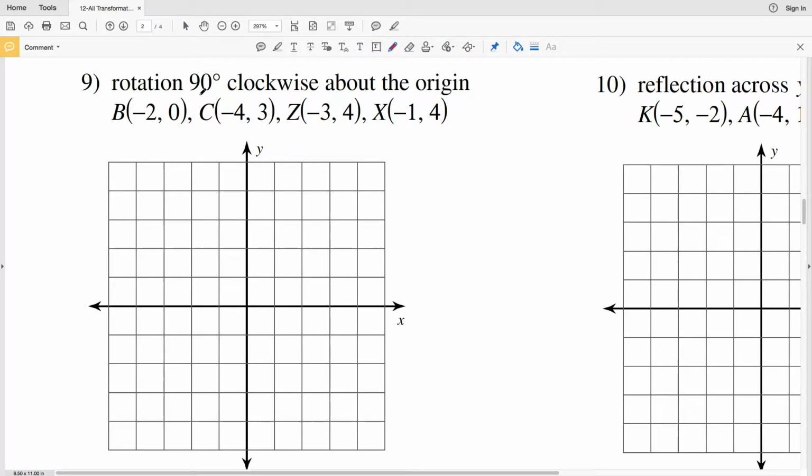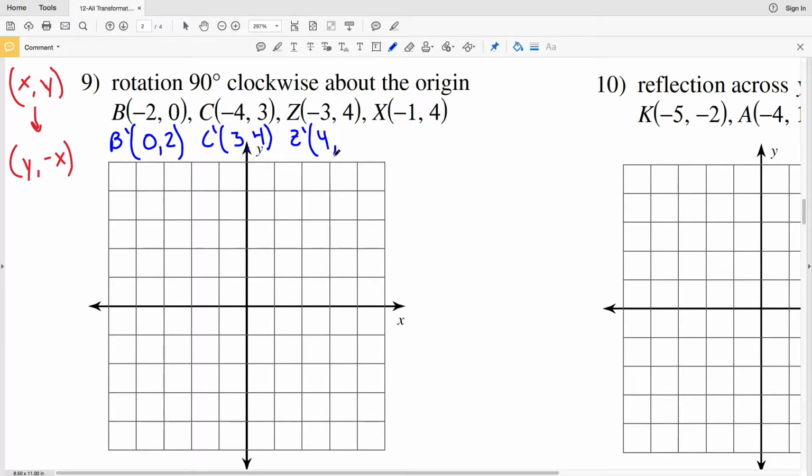So remember, with a 90 degree clockwise rotation, for x, y, that becomes y, negative x. So B prime will be 0, positive 2. C prime will be 3, positive 4. Z prime will be 4, positive 3. And X prime will become 4, positive 1.